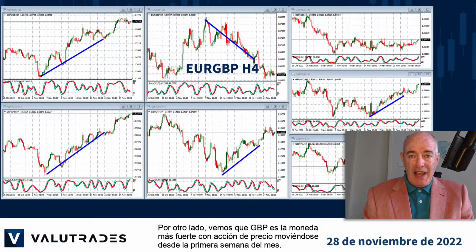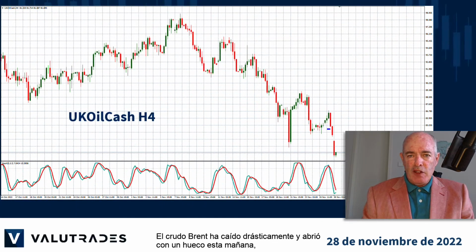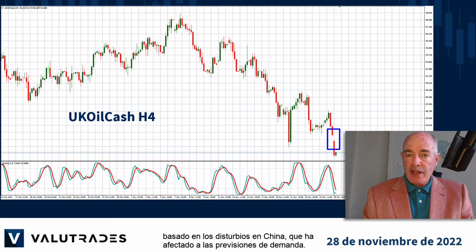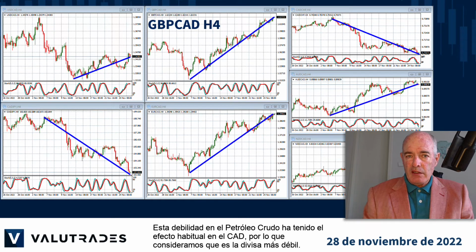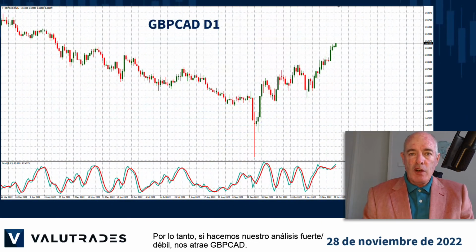On the other side, we see that the pound is the strongest currency with price action moving since the first week of the month. Brent Crude has fallen dramatically and opened with a gap this morning based on unrest in China, which has affected forecasts for demand. The weakness in crude oil has the usual effect on the Canadian dollar, so we see this as the weakest currency. Therefore, if we do our strong weak analysis, we are drawn to pound CAD.